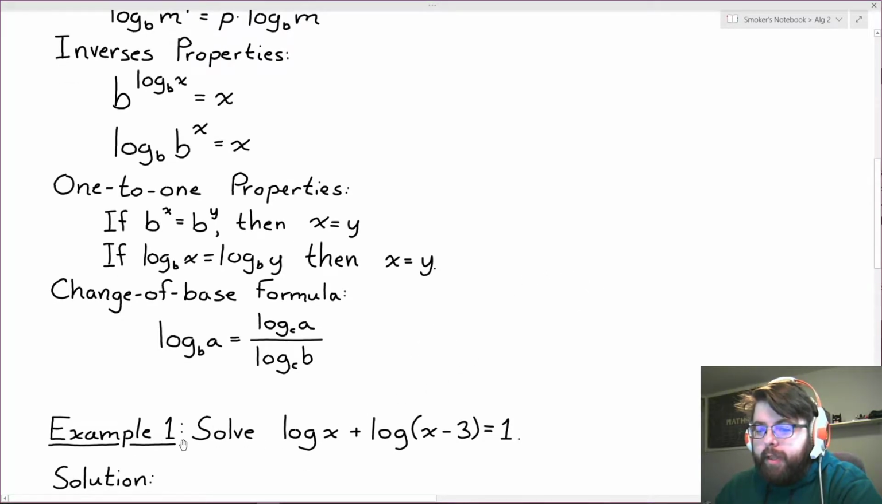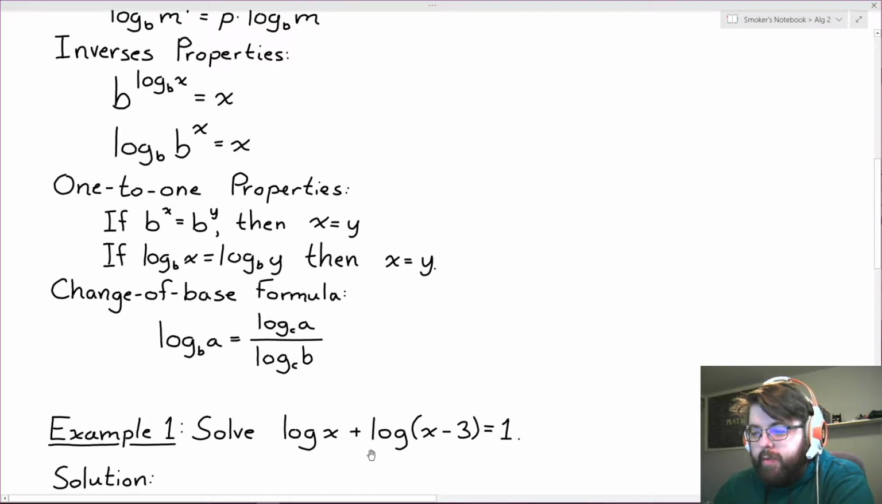So that's that aside. Example 1: solve log, no base, that means base 10, keep that in mind, x plus log of x minus 3 equals 1. Okay, so if I want to solve this, I have this property that allows me to combine these two. We have two logs here. It'll be better to have this as one log. So I have a property that allows me to combine two logs separated by addition with the same base, obviously.